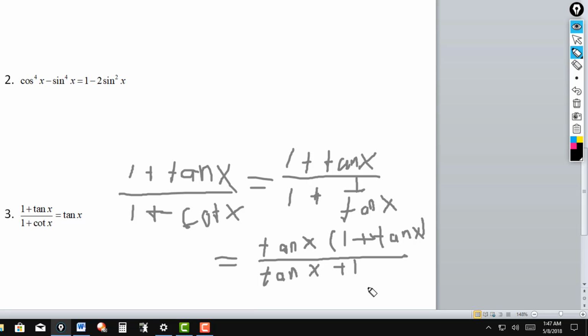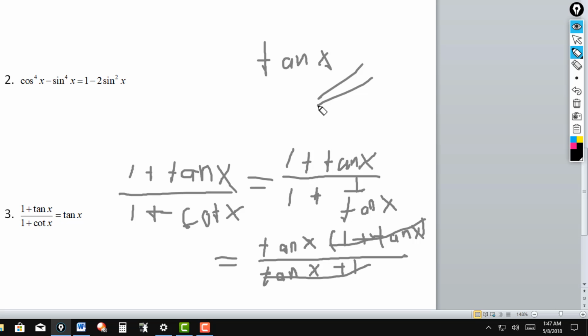So I have on top tangent of x times 1 plus tangent of x. So that's the factor there. And then on the bottom I have tangent of x plus 1. Well, tangent of x plus 1 is the same thing as 1 plus tangent of x. So this factor here will cancel with that one right there. What's left? Tangent of x. So that's your proof.